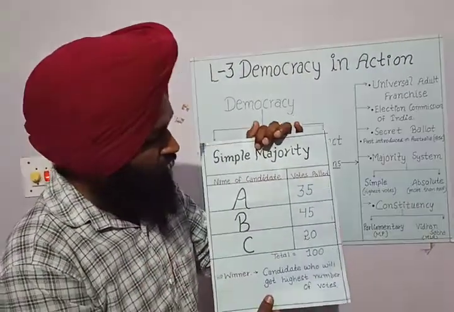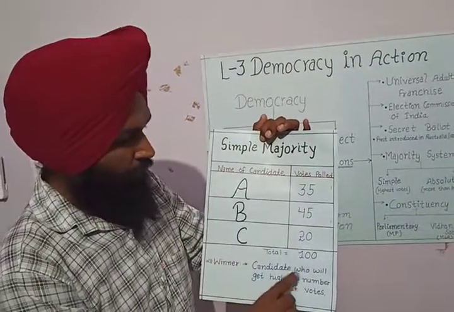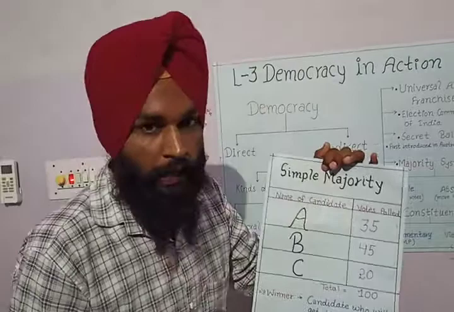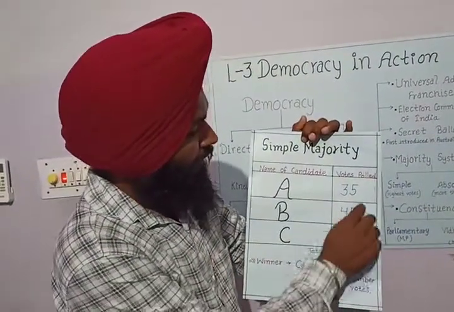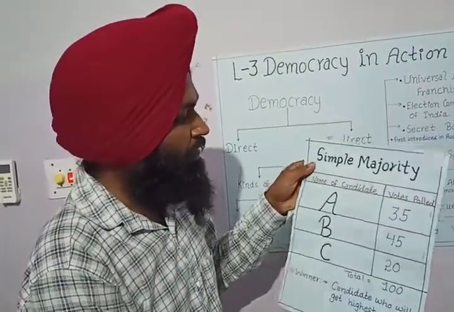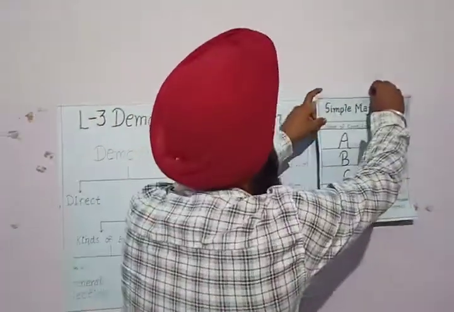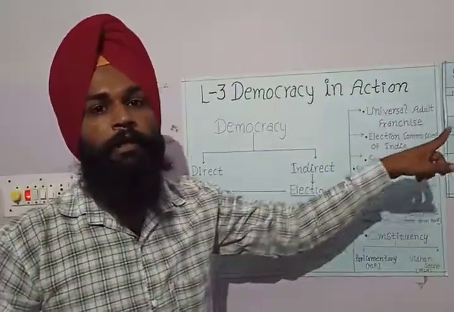Now who will be the winner here? Who is the candidate who gets the highest number of votes? Candidate B. So candidate B will be the winner. This is the simple majority system.